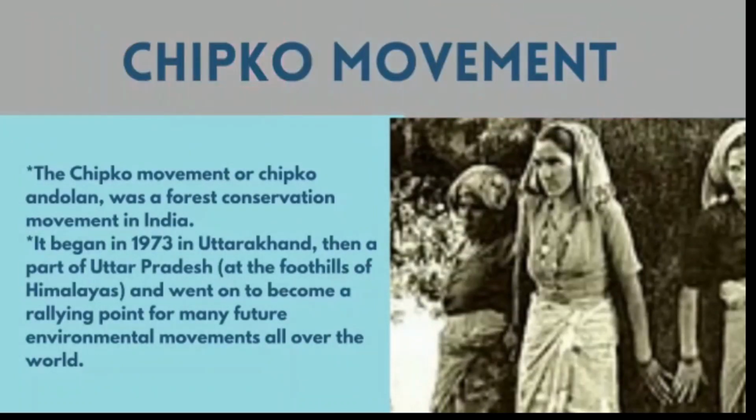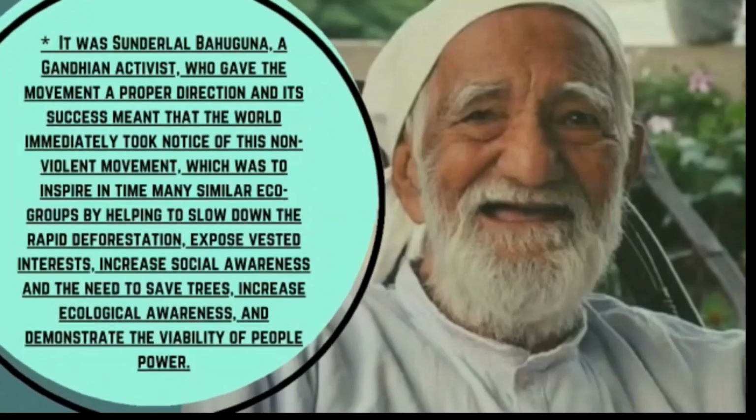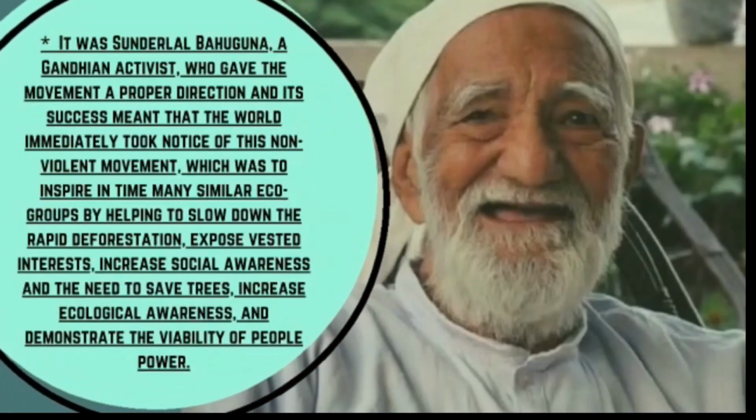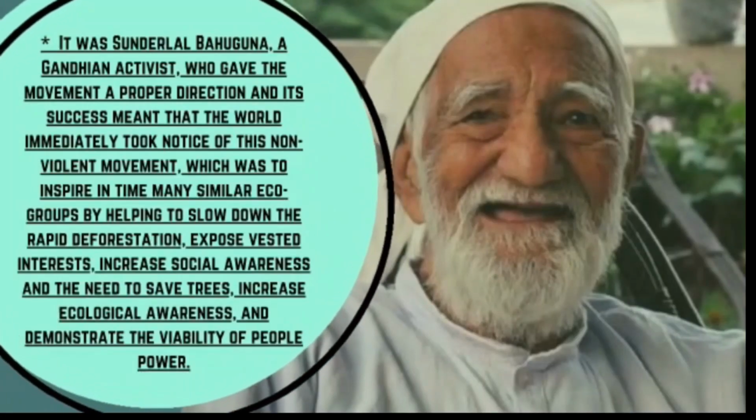The Chipko movement or Chipko Andolan was a forest conservation movement in India. It began in 1973 in Uttarakhand. Then it was a part of Uttar Pradesh and went on to become a rallying point for many future environmental movements all over the world. Now, let's talk about the person who played a very important role in the Chipko movement.